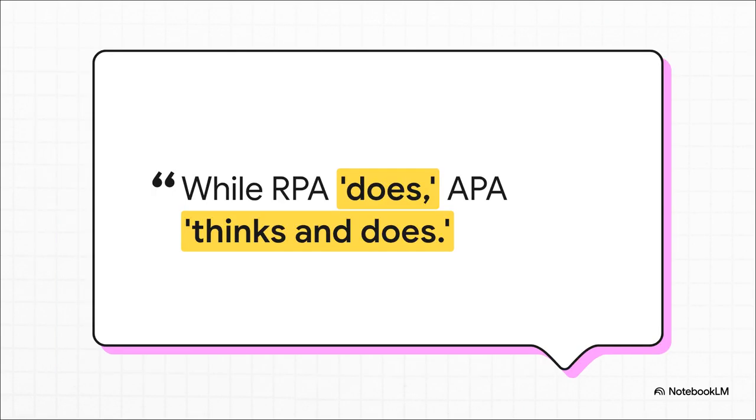Honestly, this simple phrase says it all. If you remember one thing from this explainer, let it be this: RPA is the hands, it does things. APA is the hands and the brain. It thinks, and then it does things.